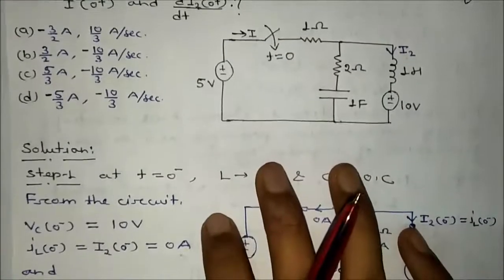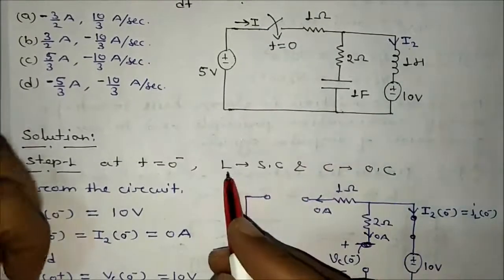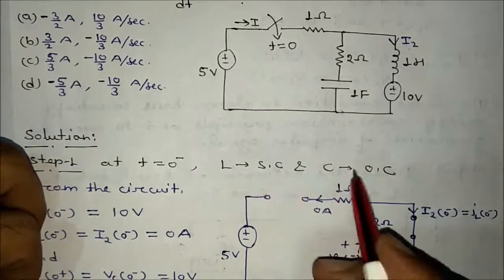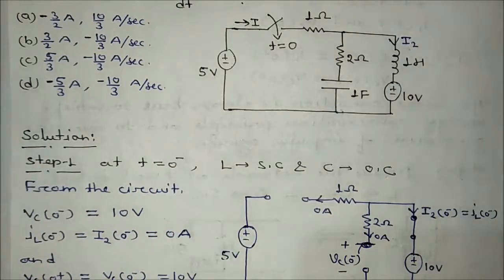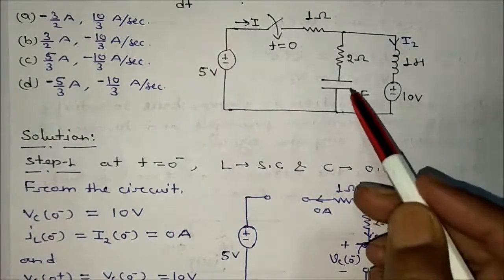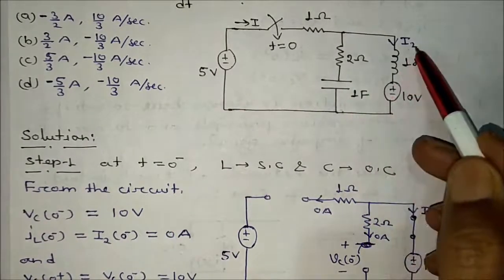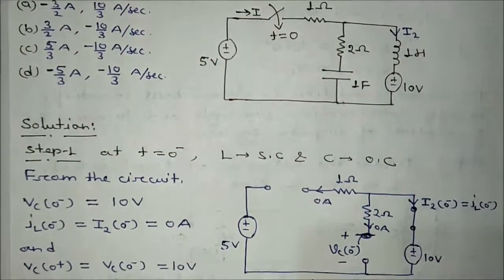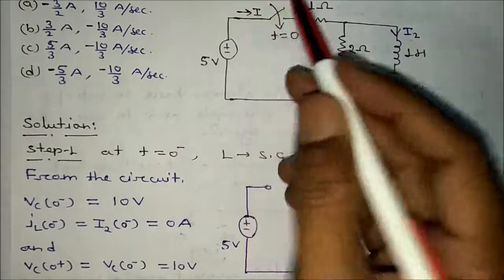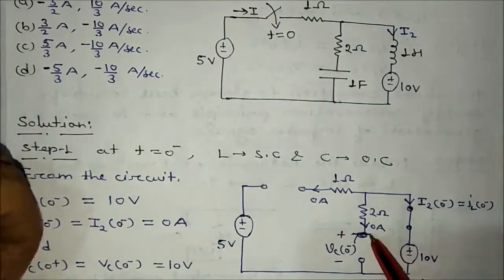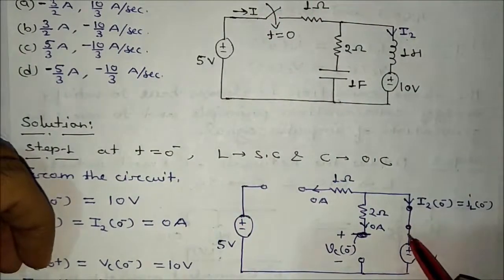Step 1 is what? At t equal to 0 minus, L behavior is short circuit. C behavior was open circuit for t equal to 0 minus. So we will first calculate Vc 0 minus and I2 0 minus. If you do so, switching action: at t equal to 0 minus, the switch is open. If the switch is open, the capacitor will be open circuited, the inductor will be short circuited.